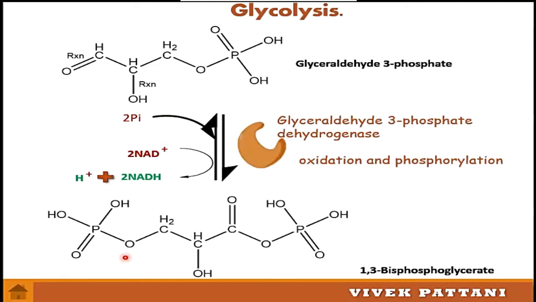When we start glycolysis with one glucose molecule, two glyceraldehyde 3-phosphates are basically synthesized in the glycolysis process. So the two phosphate molecules are basically used. Now moving forward, here two NAD molecules will be converted into two NADH.